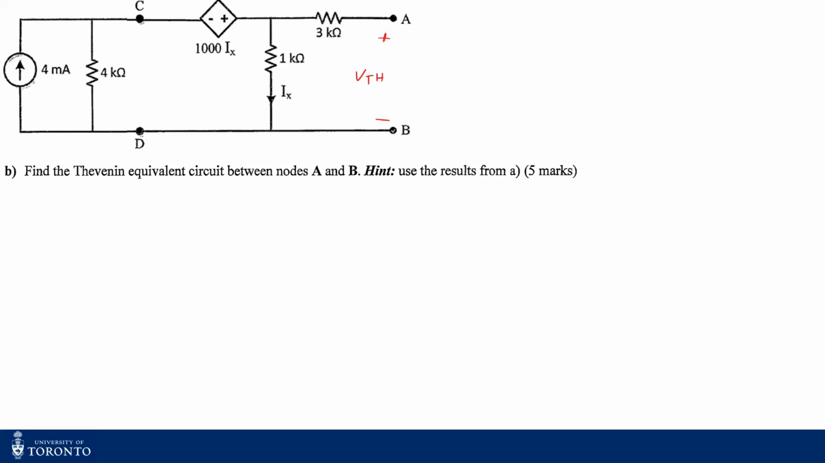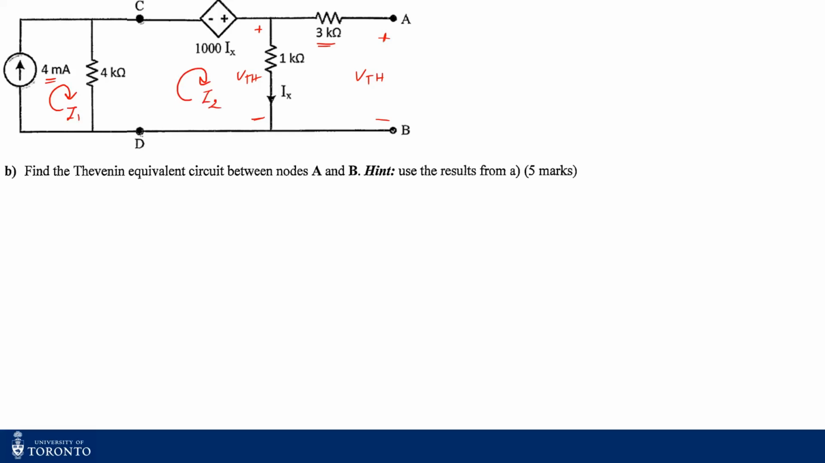Now you see, since this terminal is open, the current through the 3 kilo ohms is 0 because no current can flow in the open circuit. Therefore, the voltage drop across it is 0. So my Thevenin voltage is basically the voltage across this 1 kilo ohms. Now, since I know this current source current, I could apply a mesh analysis, right? That will just give me only one loop to solve for. So I can just use mesh analysis in this case.